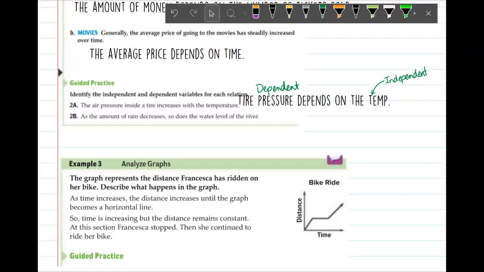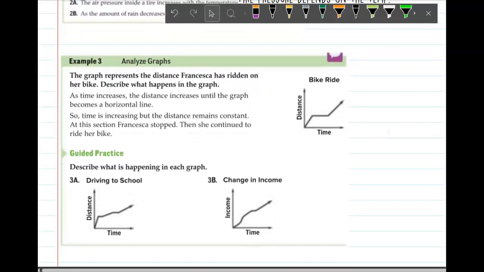So the water level of the river depends on the amount of rain. The amount of rain doesn't depend on the water level of the river. If they decided to come through and put a hose in the river and suddenly the water level's rising, it doesn't make it start raining outside. It doesn't control the other thing.